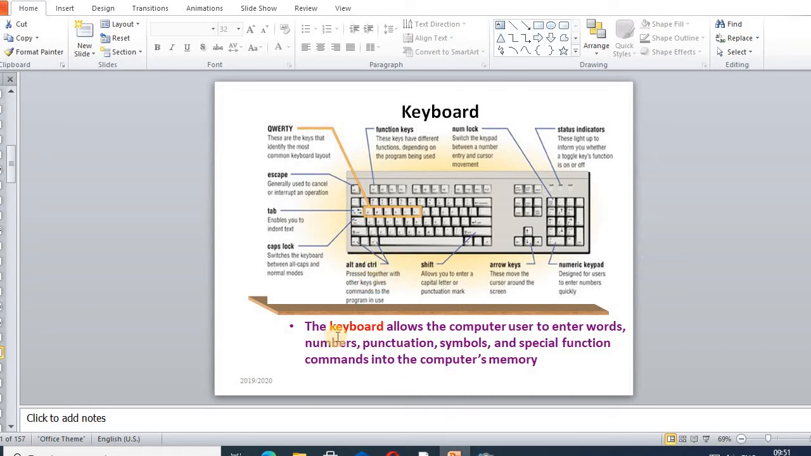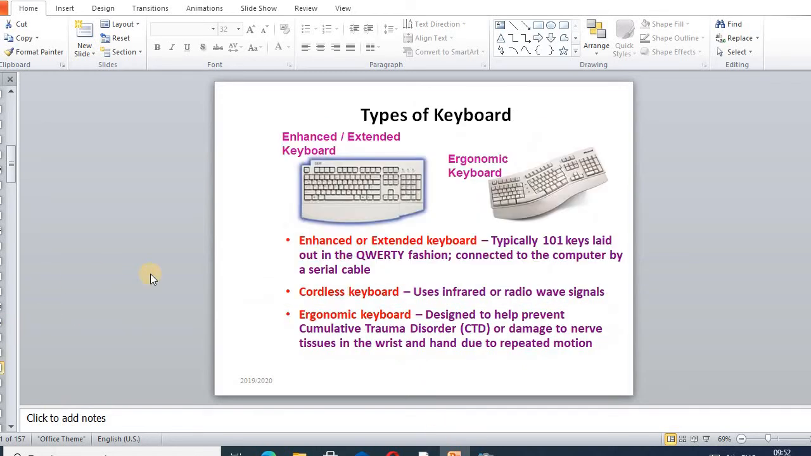So the keyboard allows the computer's user to enter words, numbers, punctuation symbols, and special functions and commands into the computer memory. As we said before, input devices do this, isn't it so? So that's not something new. Types of keyboard: we have the enhanced or extended keyboard. This is the one that I've just showed you. You can see how big it is. So we call it enhanced or extended keyboard.